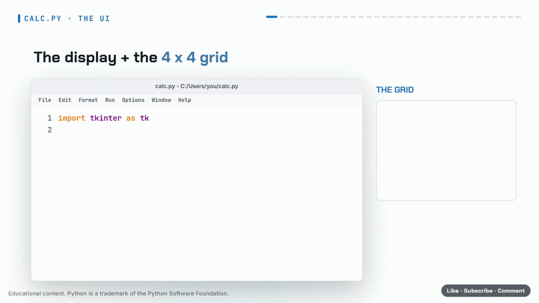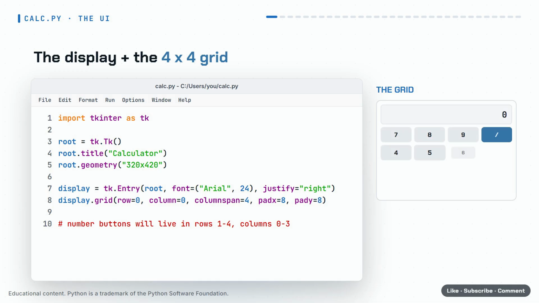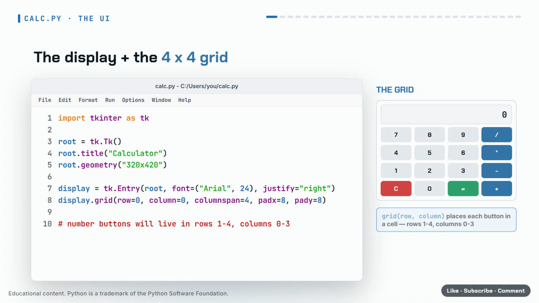In IDLE, open the File menu and choose New File. Save it as calc.py. Create the root window, title it Calculator, and set the size to 320 by 420. The display is an entry widget with a large right-justified font, and grid places it in row 0, spanning all 4 columns. The buttons will live in rows 1 to 4, columns 0 to 3.